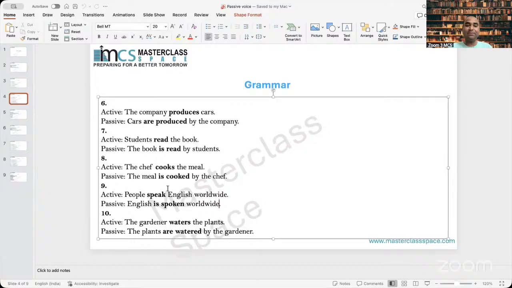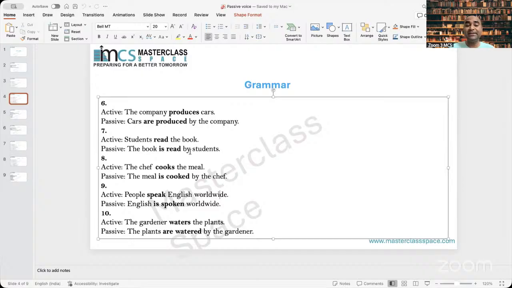For example, if the meal is cooked is the sentence, then meal will not be the opening word. Here by chef is not mentioned, so you can mention from your side. So by someone, you can add someone. So what if the sentence is the meal is cooked? Then to convert into active voice, someone cooks the meal. There is no by, then you can add from your side, someone cooks the meal.